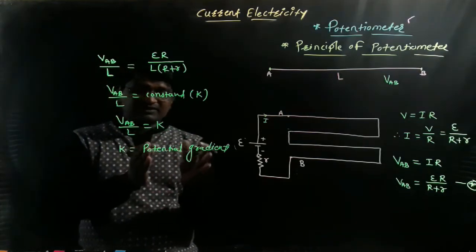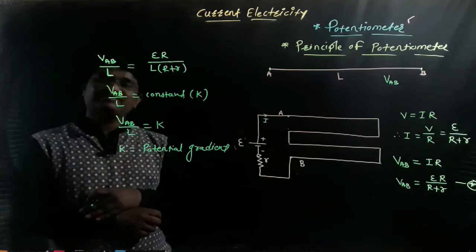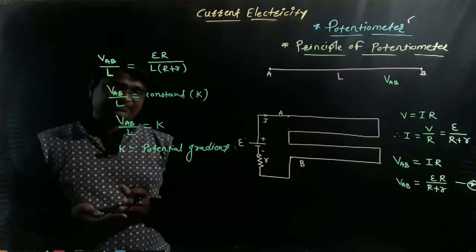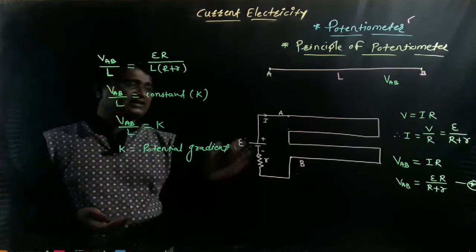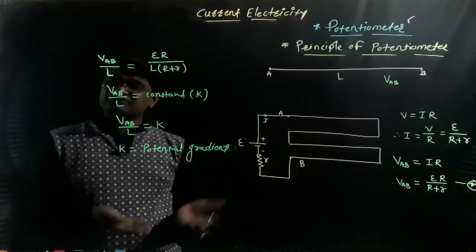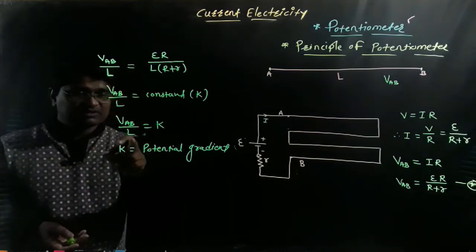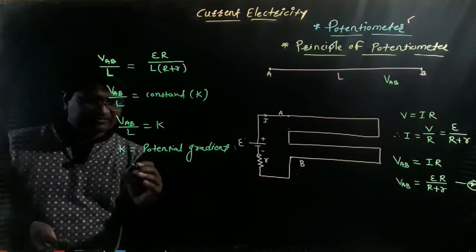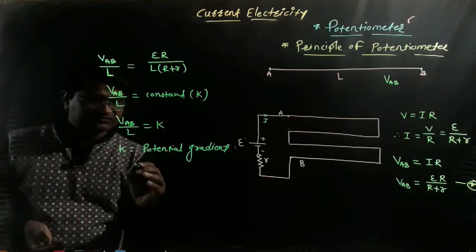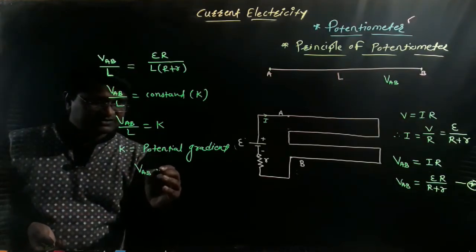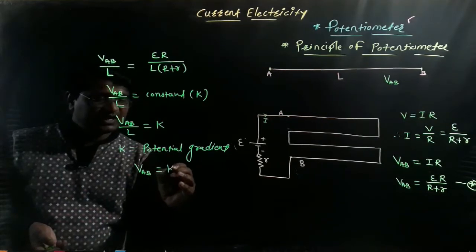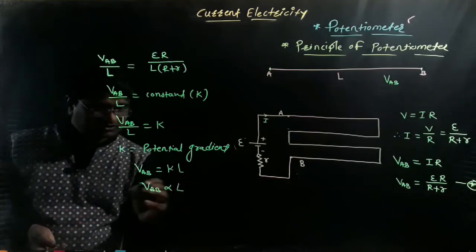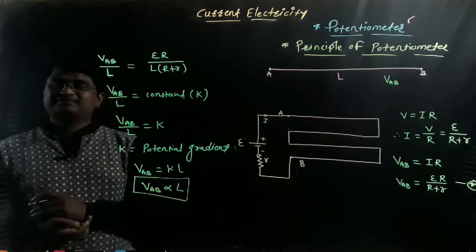Actually, the same concept of gradient we already discussed in the concept of velocity. You know the velocity gradient. It means velocity per unit length. Per unit length, that is gradient. The potential per unit length is the potential gradient. So we find VAB upon L is equal to K. K is the potential gradient, and this is constant. So by using this expression, it is clear that the total potential difference is equal to K into L. It means that the potential difference AB is directly proportional to the length L.